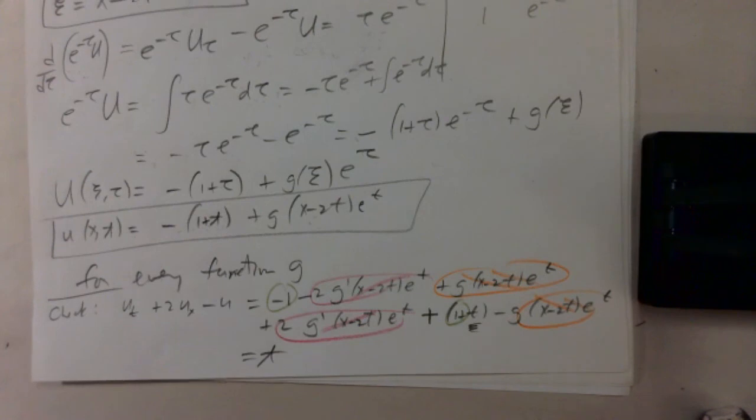So that is what is technically called a miracle, if you like. But we managed to solve this partial differential equation by the method of characteristics, getting an ordinary differential equation. It worked.